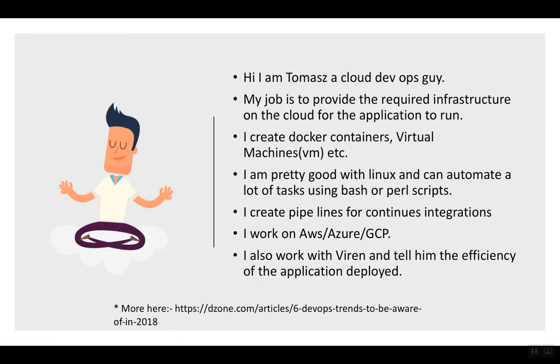Let's meet Mr. Tomash. Tomash is a cloud DevOps guy. When it came to this cloud architecture, there was a new role developed for the cloud-based operations. This guy is basically half developer and half network engineer, so he's a development plus operations guy. He's saying that my job is to provide the required infrastructure on the cloud for the application to run. So he's going to create VMs, he's going to create containers, he's going to deploy containers, he's going to increase memory, increase processing power, and all these kinds of things. So he creates Docker containers, virtual machines, etc.